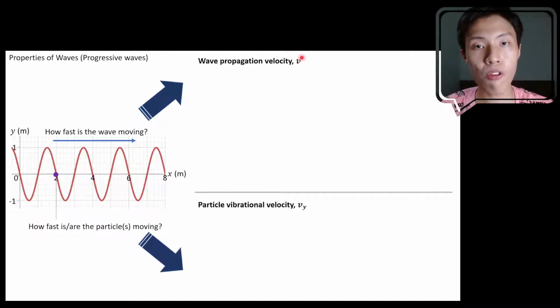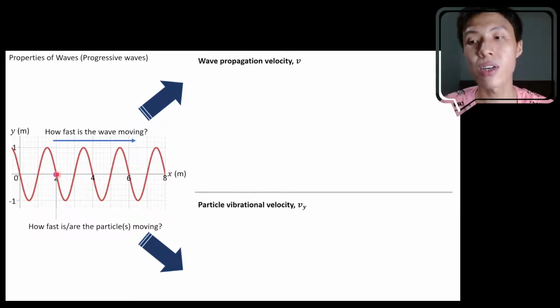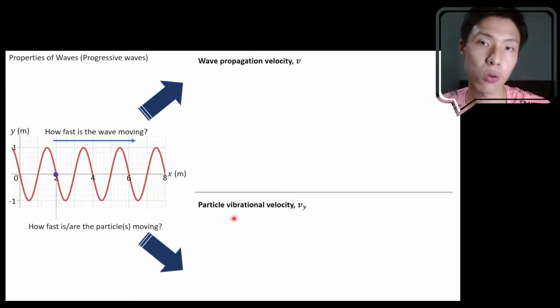As you can see, the symbols for wave propagation velocity and particle vibrational velocity are slightly different. If you're talking about wave propagation velocity, there is no subscript y. But when we talk about particle vibrational velocity, there's a subscript y. The subscript y indicates that we are talking about the y component of velocity of the particle. The y component is of course the vibrational direction. So we're looking at the component of velocity of the particle that is in the direction of the vibration. Okay, so these are two types of velocity. We'll go through them one by one.